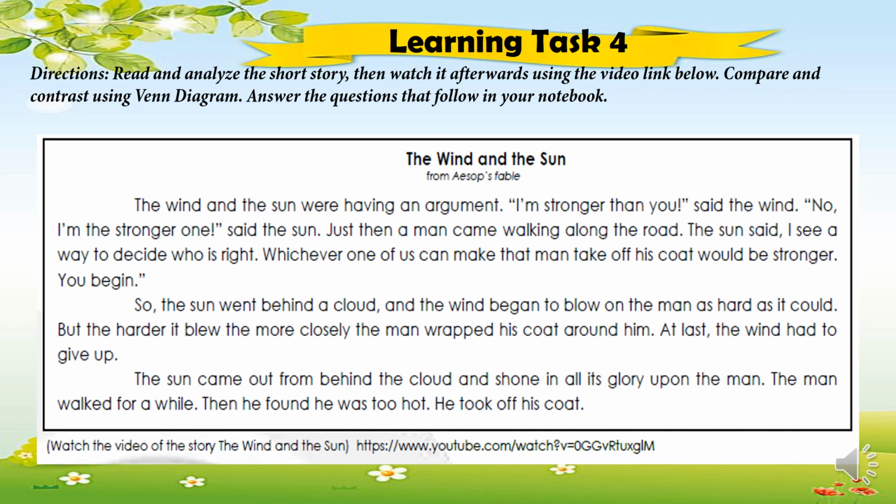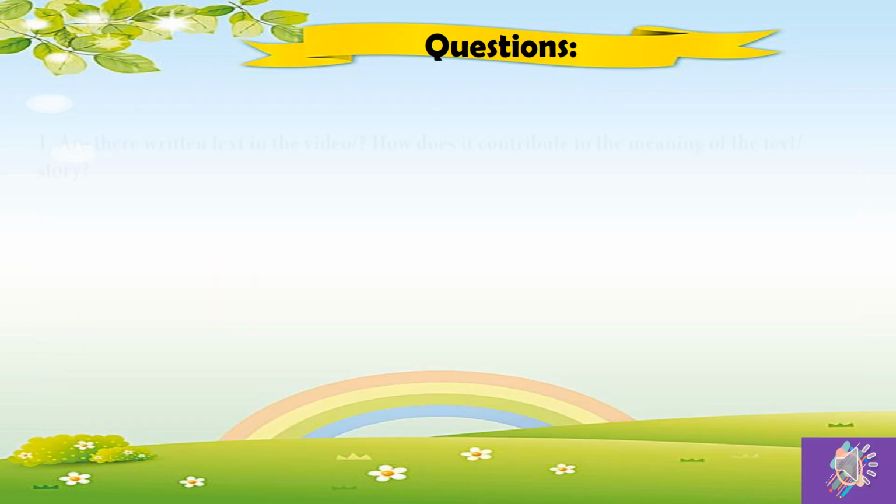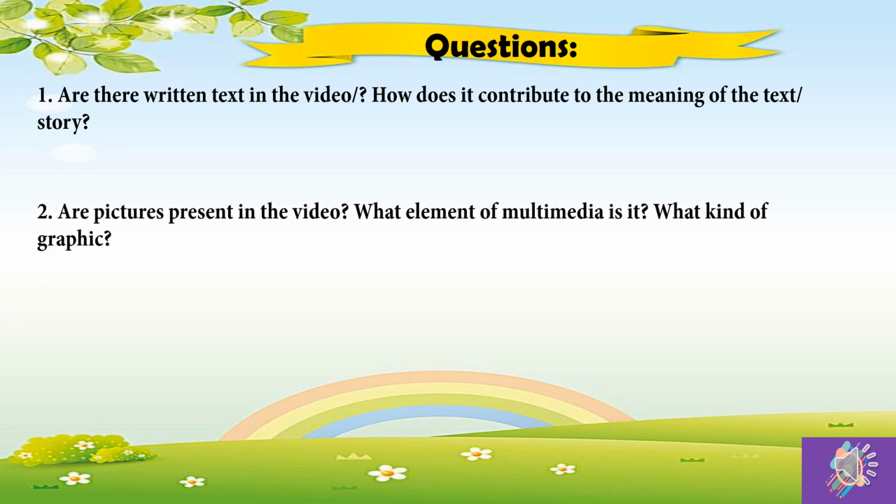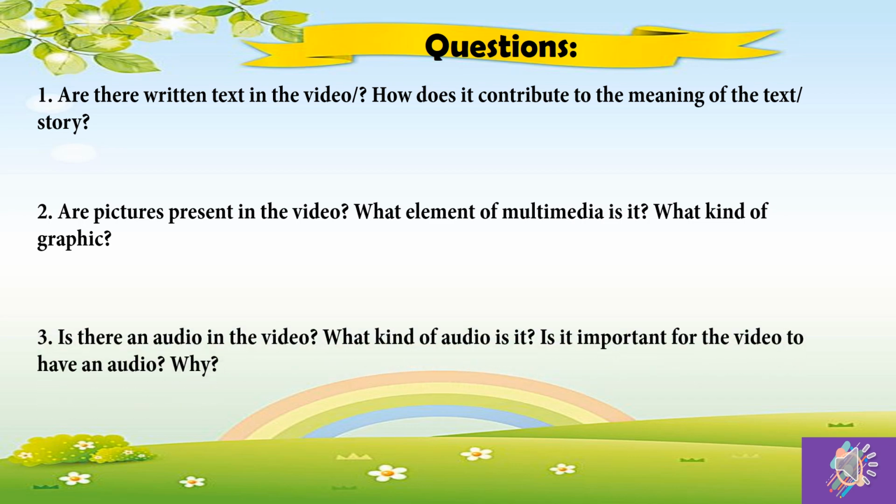So the link below is for you to watch the video. Now let us answer the questions. First, is there written text in the video? How does it contribute to the meaning of a text story? Second, are pictures present in the video, what element of multimedia is it, and what kind of graphic? And the third question, is there an audio in the video? What kind of audio is it? Is it important for the video to have audio, and why?